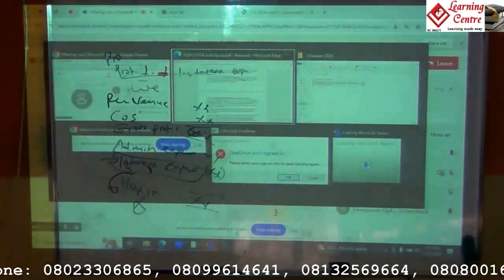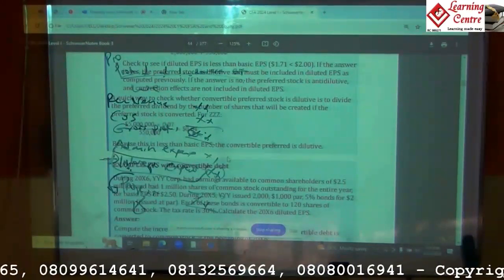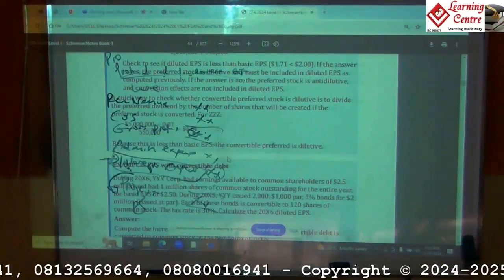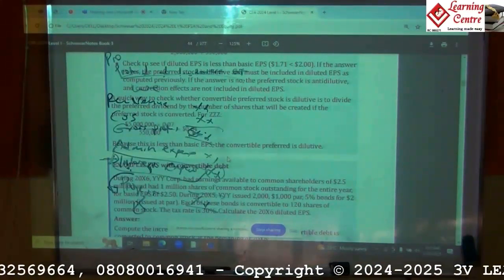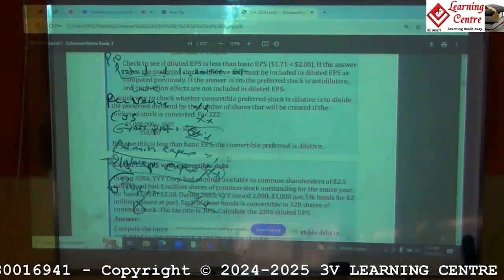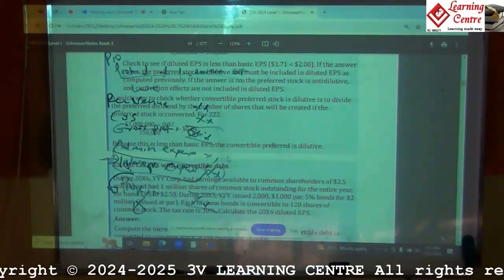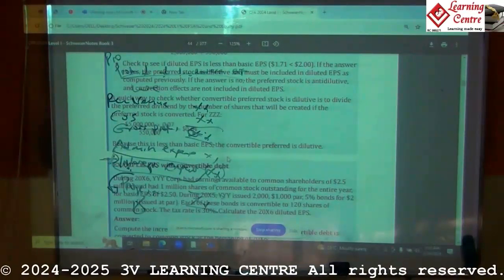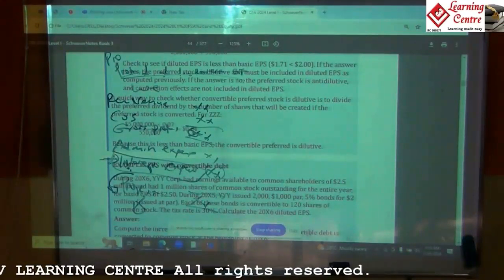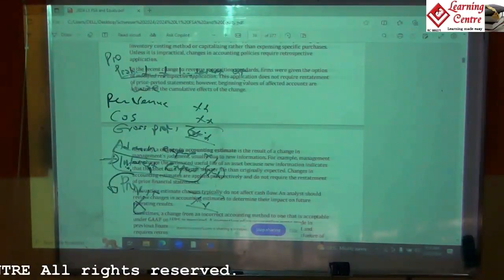So let's now go back to this our question we solved. You see, we're told that during 2005, why issued 2,000 and 1,000 per 5% bond for million. So each of the bond is convertible to. So we're told that each of the bond is convertible at what? 120. So let's go. How do we go about this? So can you see my screen? Can you see my screen?